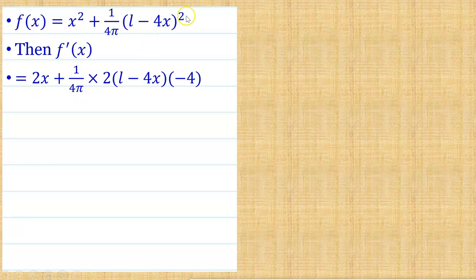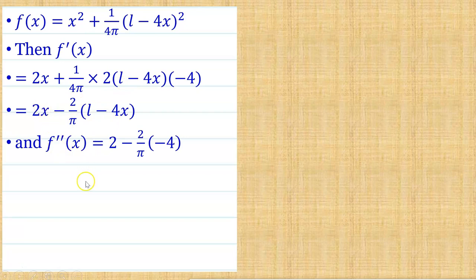times the derivative of (L minus 4x) whole square. Here there is a power, that is 2 times (L minus 4x) into the derivative of, again it is a composite function, L minus 4x. The derivative of L is 0, minus 4x gives minus 4. And again, if we simplify this, that is 2x minus, again here is a minus sign. Okay, this 4 will get cancelled. You will get 2x minus 2 upon pi times (L minus 4x), and f double dash of x. We take its derivative again, the derivative of x is 1. Here you will get 2 minus 2 upon pi, and the derivative of L is 0. Again here the derivative of x is 1.